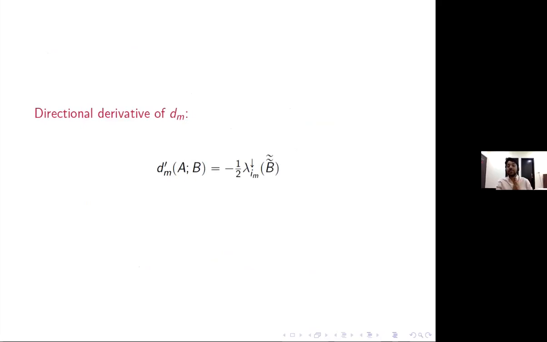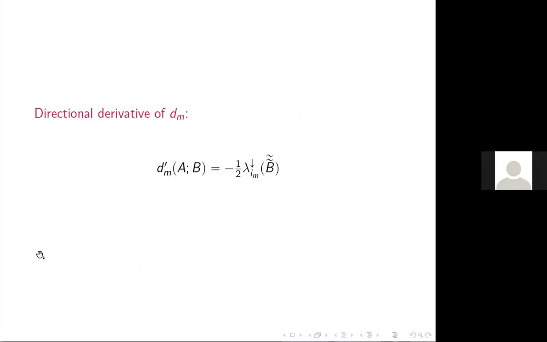So the directional derivative of the mth symplectic eigenvalue at A in the direction B is negative half times the imth eigenvalue of the Hermitian matrix B double tilde.